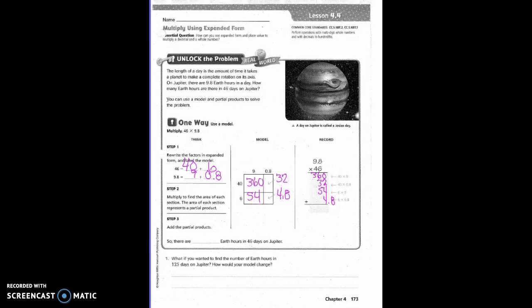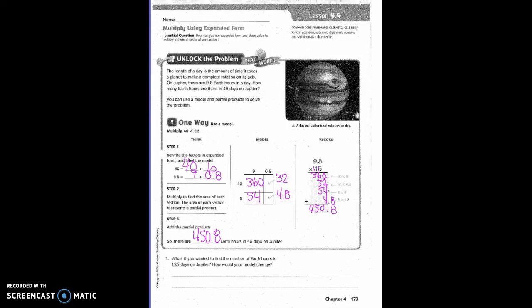Now what would we do first, guys, when we add? The ones. Drop down the decimal, and then we bring the 8. 0 plus 2 plus 4 plus 4 is 10. So I put a 0. Carry my 1. 1 plus 6 is 7. 7 plus 3 is 10. Plus 5 is 15. Carry my 1. 1 plus 3 is 4. So there are 450 and 8 Earth hours in 46 days on Jupiter.